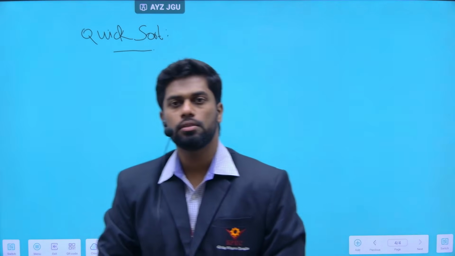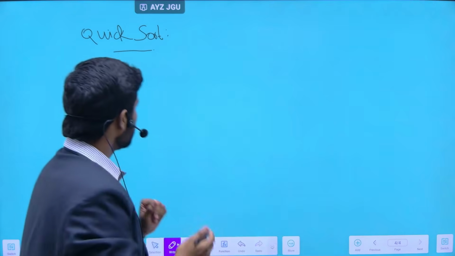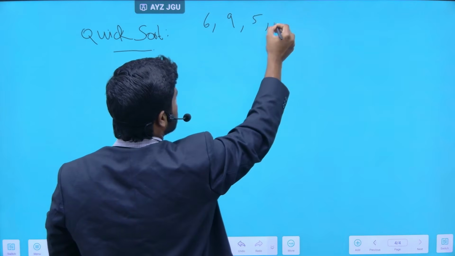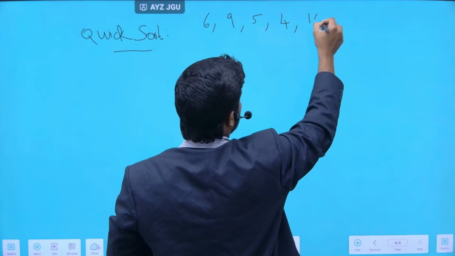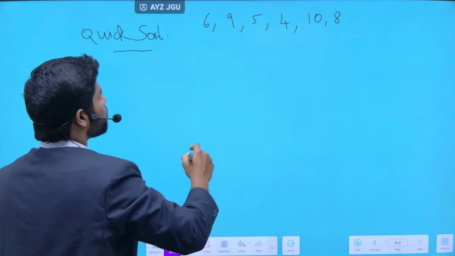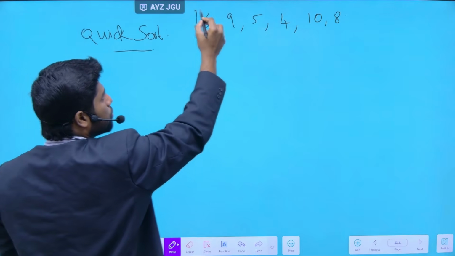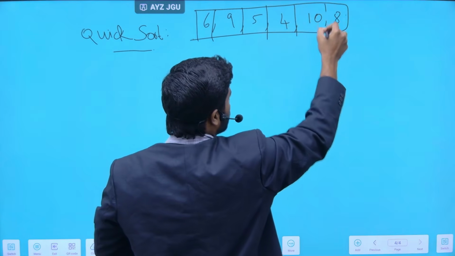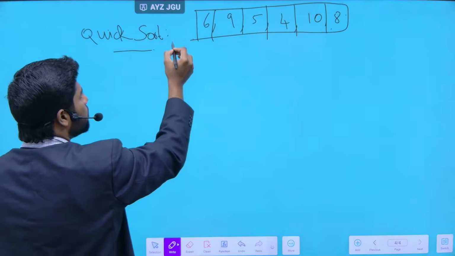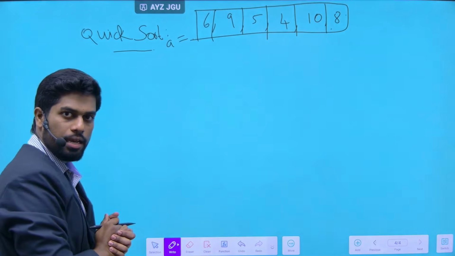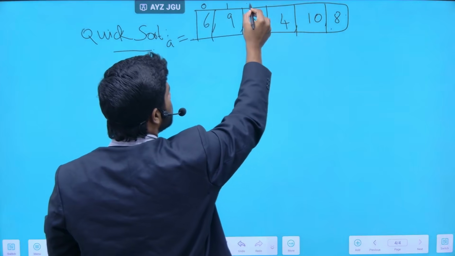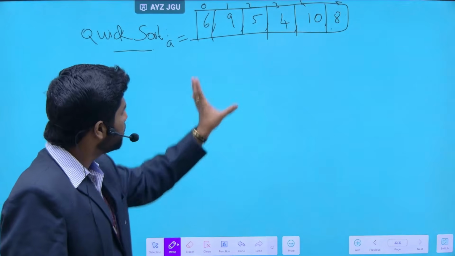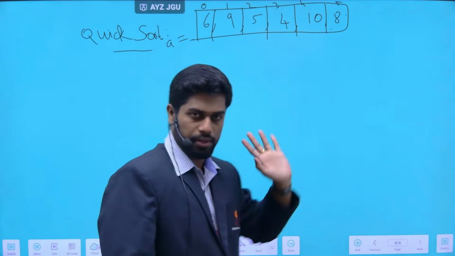What is the method used in quick sort? First, take 6, 9, 5, 4, 10, 8. This is stored in an array. We will name the array as A, with positions 0, 1, 2, 3, 4 and 5. These are the array elements with positions 0 to 5.